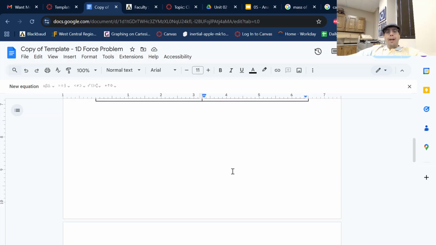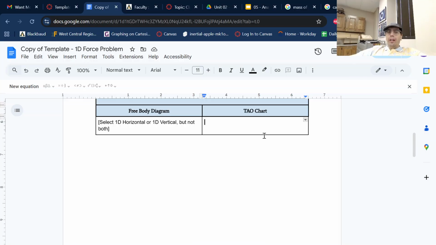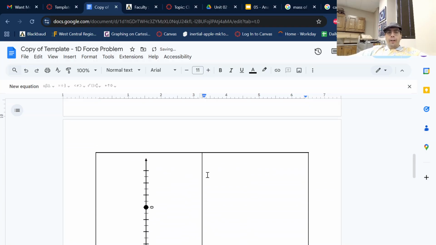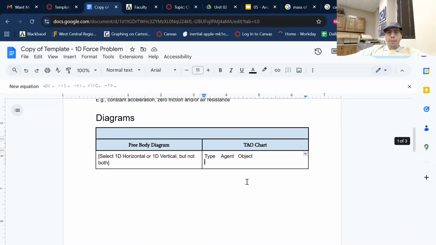So let's talk about the forces on the watermelon. And remember, the tile chart means type, agent, and object. So what are the forces on the watermelon? There's gravity. So I'm going to call that weight. And what's the agent? The earth, right? The agent has to be a physical thing with mass. So it's the entire earth that's pulling down on the watermelon. And what's the object? The watermelon.